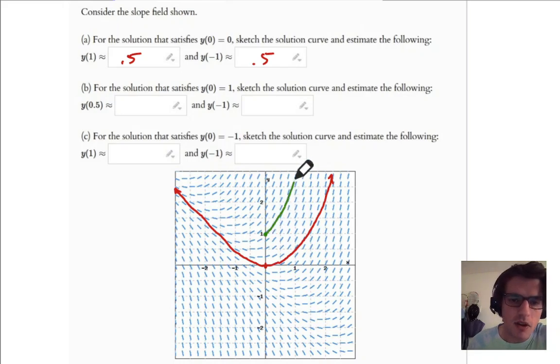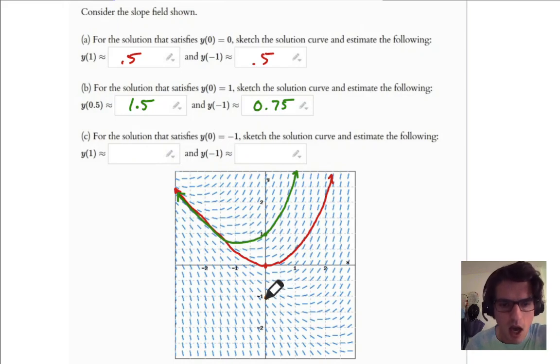Just following this curve again. Okay, something like that. Estimating y of 0.5 looks to be about 1.5. y of negative 1 is 0.75. And y of 0 equals negative 1. Sorry, got lost there. This almost looks like a constant slope for everything.